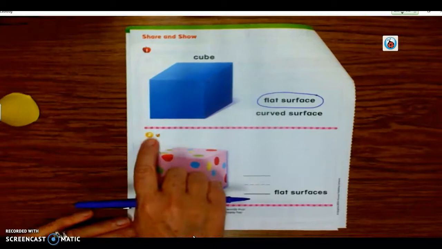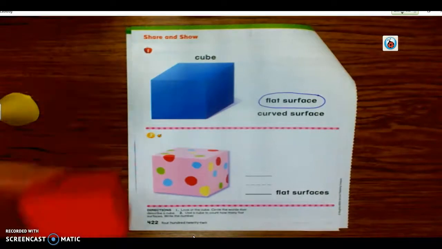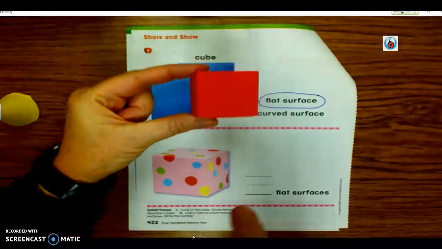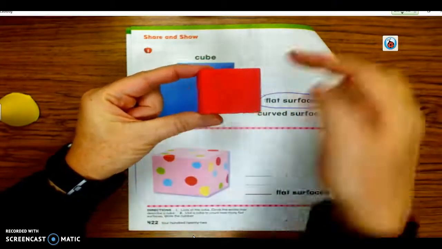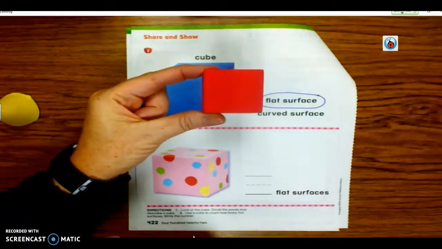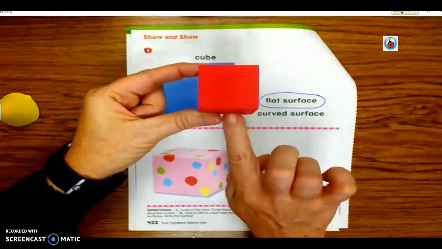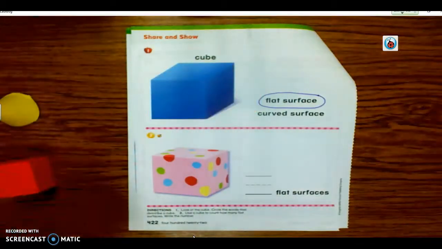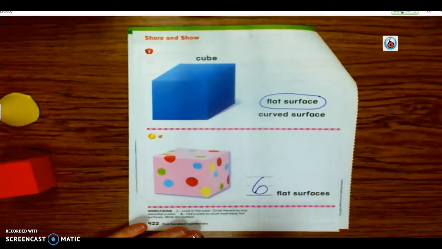All right, down here by the yellow sun, the directions say use a cube to count how many flat surfaces it has, then write the number. So I'm going to hold it while we count. There's 1, 2, 3, 4, 5, 6 flat surfaces. 1, 2, 3, 4, 5, 6. So we're going to write the number 6. It has 6.